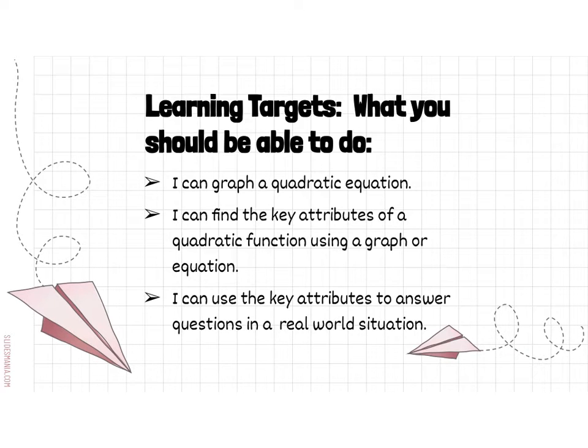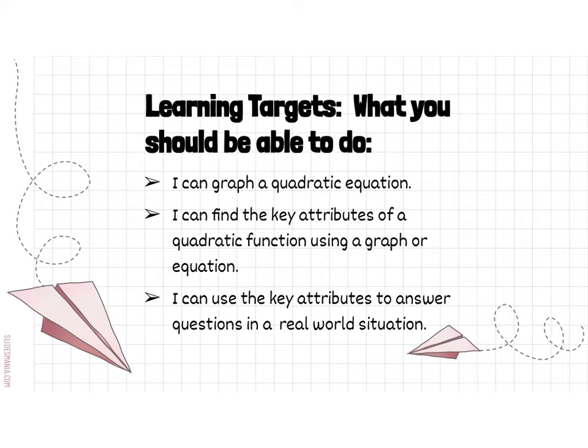All right, so our learning targets. What you should be able to do by the time we're all done is graph the quadratic equation. Now, last week we talked about finding the vertex or the axis of symmetry, so you can find the vertex, the y-intercept, and reflecting, which is fine. And then, of course, we can always just graph it in Desmos as well.